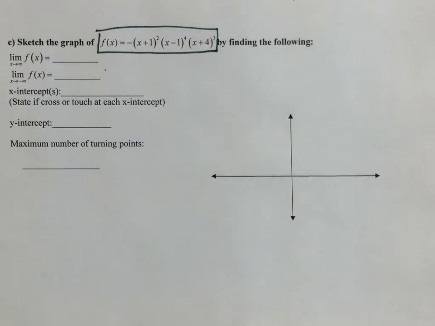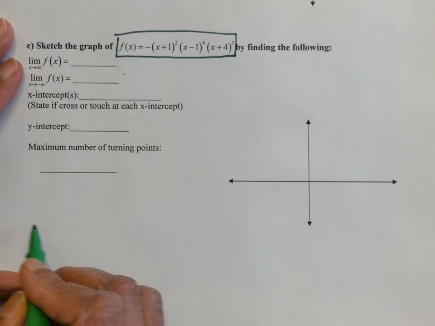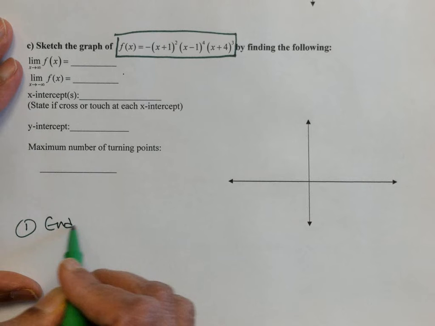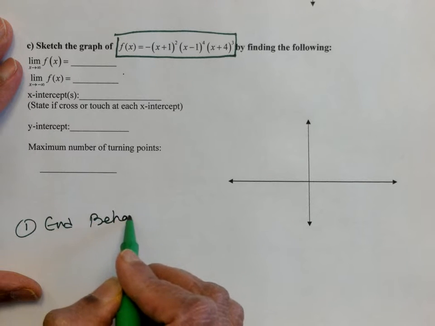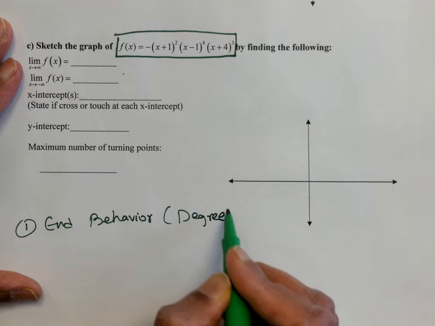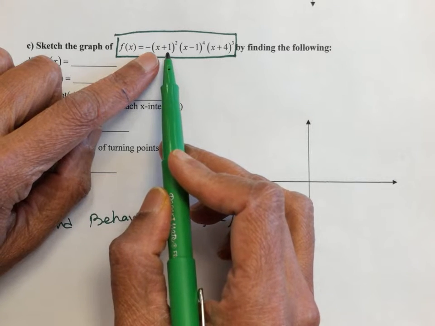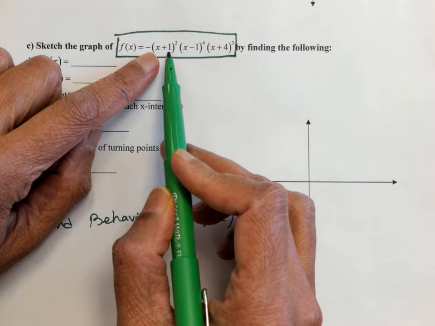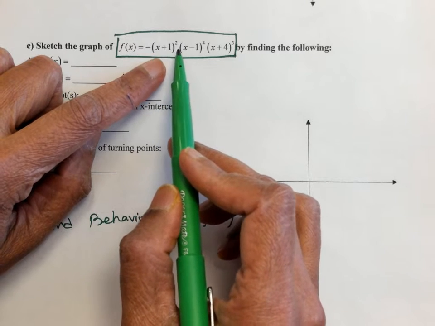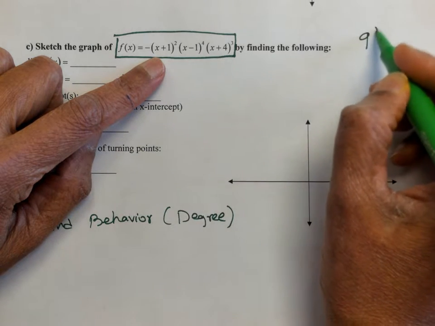Remember the different steps. Step number 1, we've talked about this, is to find the end behavior. For us to find the end behavior, we need to know the degree. So what degree is this going to be? Remember, you add up all the exponents. So this is x squared, so 2 plus 4 is 6, 6 plus 3 is 9. So this is the 9th degree.